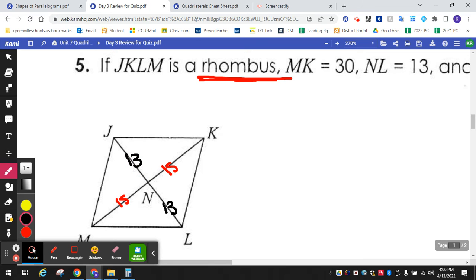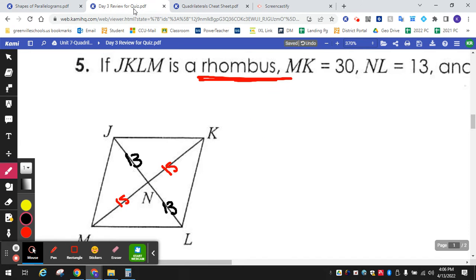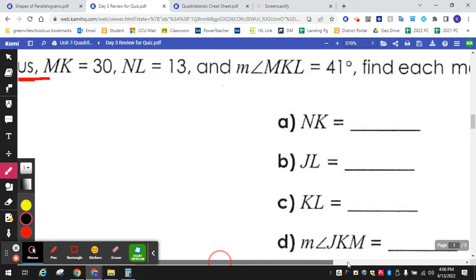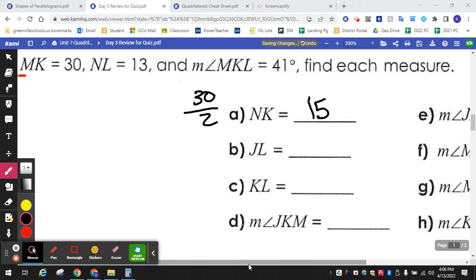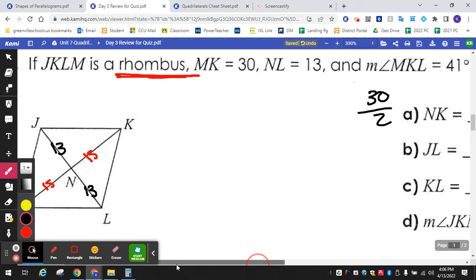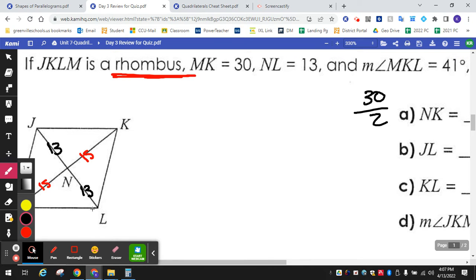They don't all equal 15. Don't think that. That's why they're different tick marks. There's 3 here, 2 here, 2 here, 3 here. So these 2 equal and these 2 equal. And all your sides equal. So that's important. All your sides are equal. So that gives me my first answer. From N to K is 15 because 30 divided by 2 gave me that 15. I'm going to zoom out a little bit. I want to keep it big, but let's see all the problems. All right. From J to L, 13 and 13.